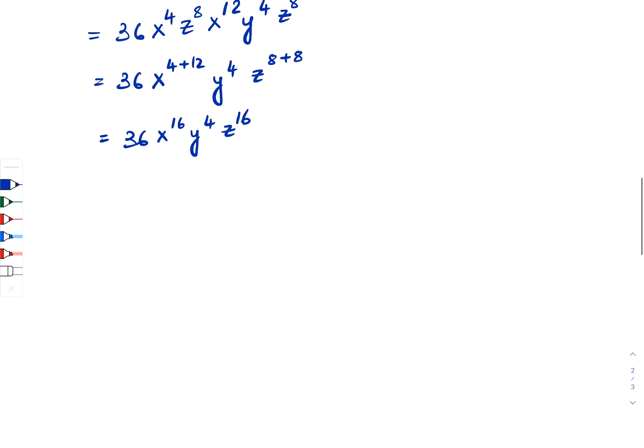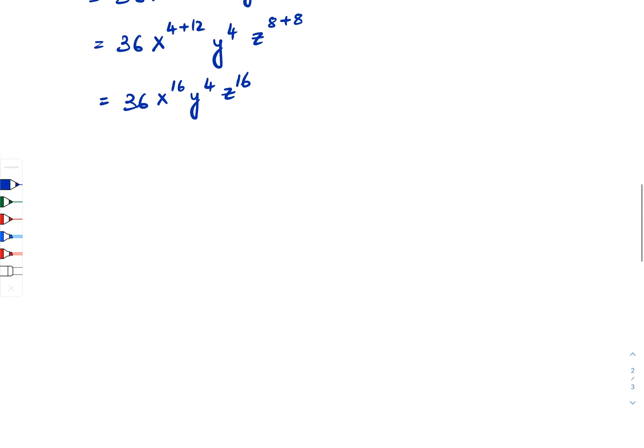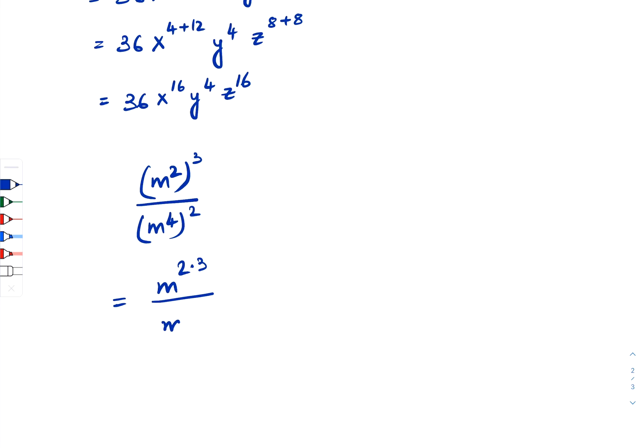Okay, let's try another one. This one is going to look a lot different. (m²)³ over (m⁴)². Let's go ahead and simplify the numerator separately and then the denominator separately. So the numerator becomes m raised to 2 times 3, and the denominator is m raised to 4 times 2, which is equal to m⁶ over m⁸.